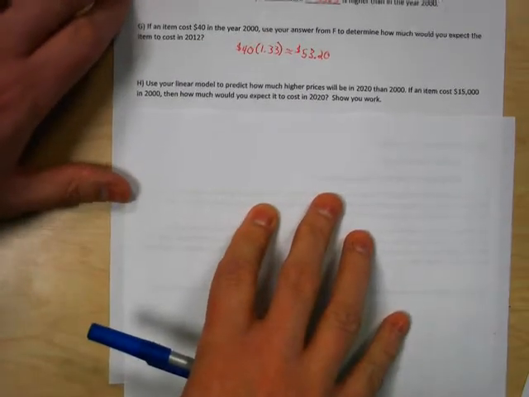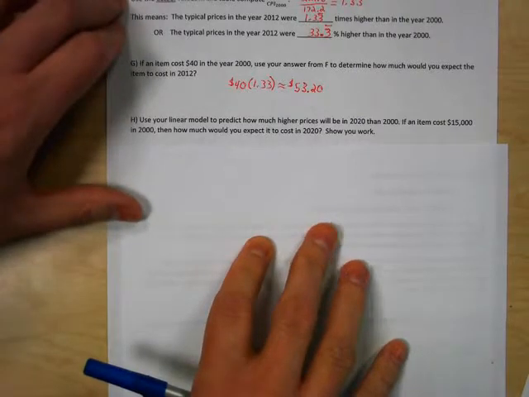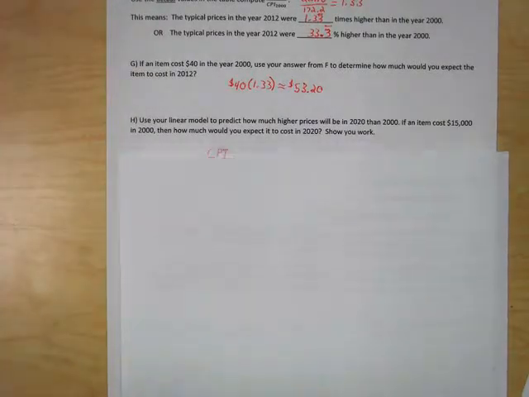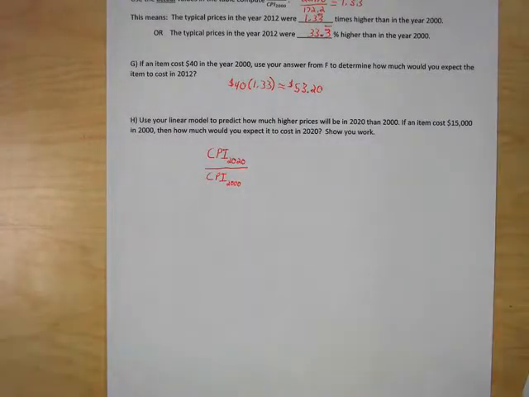Okay, and then moving along, in part H, it says use your linear model. Use your linear model to predict how much higher prices will be in 2020 than 2000. And then if an item costs $15,000 in 2000, how much would you expect it to cost in 2020? And show your work. There's a typo there.